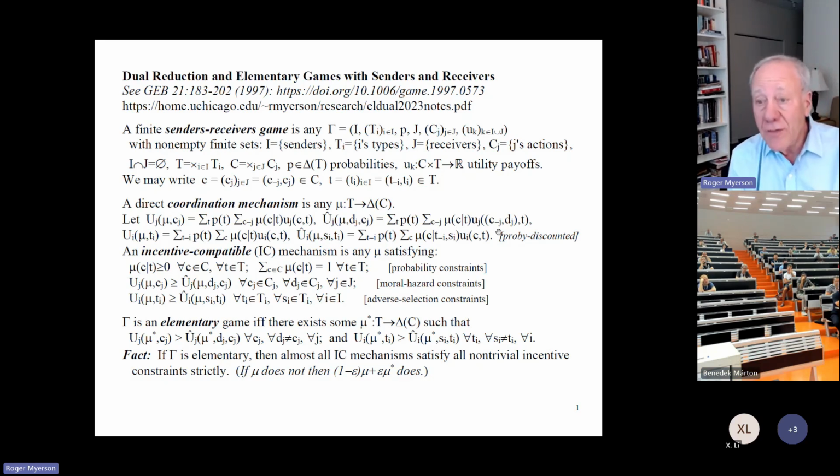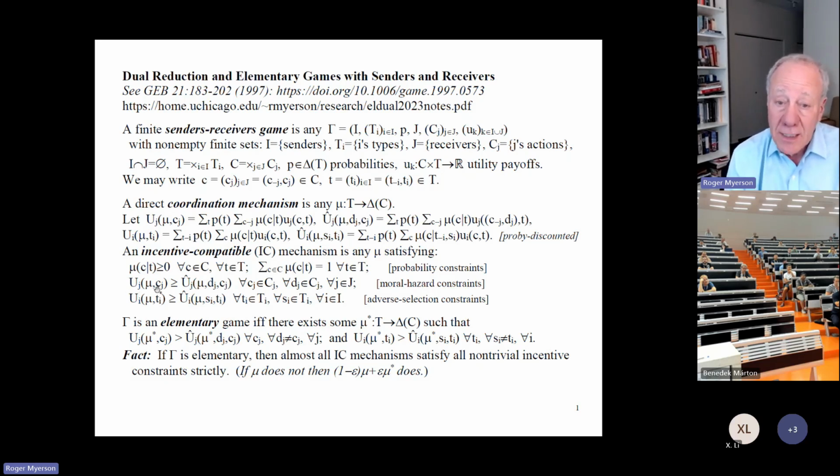And if player i planned, if I'm of type ti, I'll do si. Then the terms in the ex ante expected payoff that come from the event that player i is actually type ti, but claims to be si, are the same as before, except that the mechanism is choosing the cs based on the si, not the true ti. But the payoffs, of course, depend on the true ti. So those are the usual things in mechanism design.